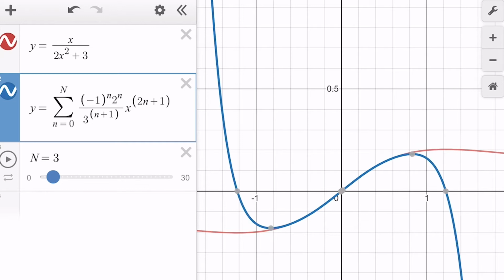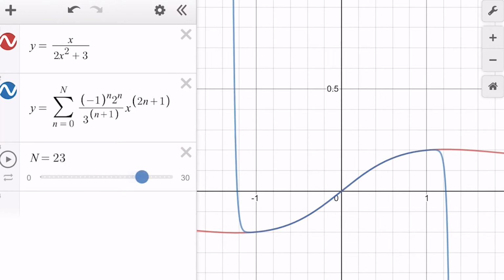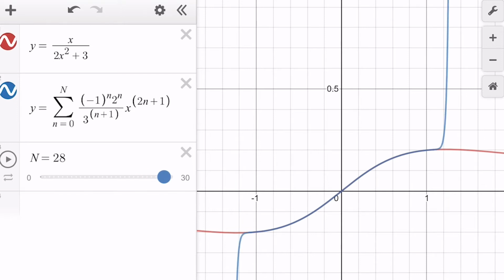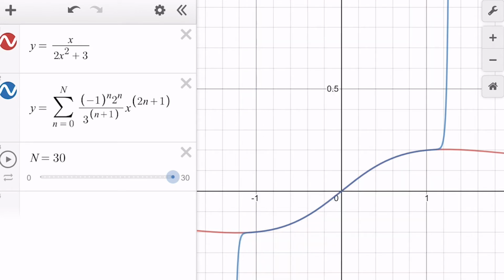So you can see this is n equal 3, and then we keep going, and it's conforming more and more to the curve, although it seems to not have any interest in conforming to the curve outside of these particular bounds, negative something up to positive something, where it glues itself to the curve and then just flies off to infinity or negative infinity outside of these bounds. And of course, these bounds would be the interval of convergence that we found.